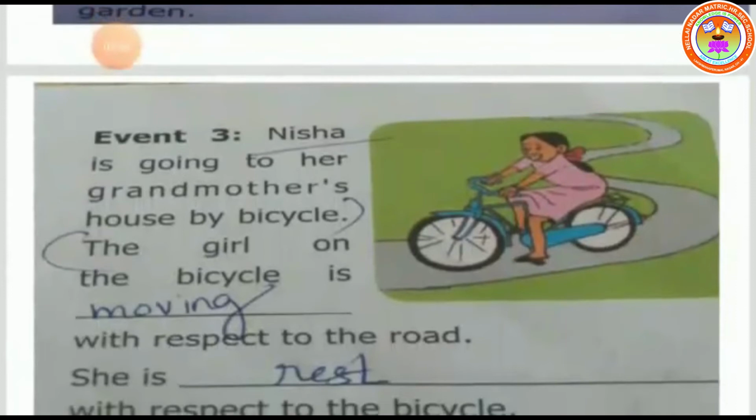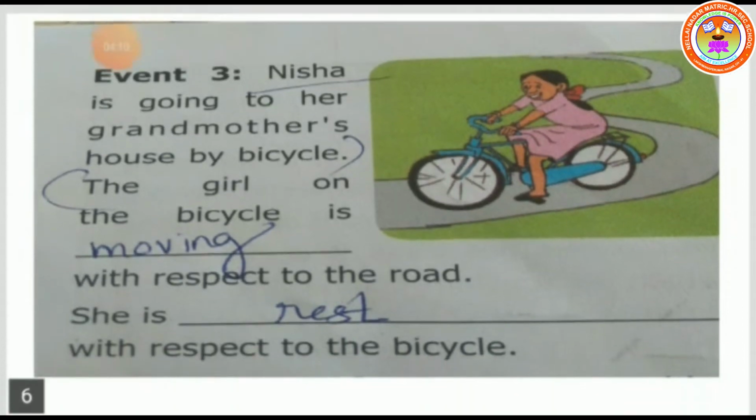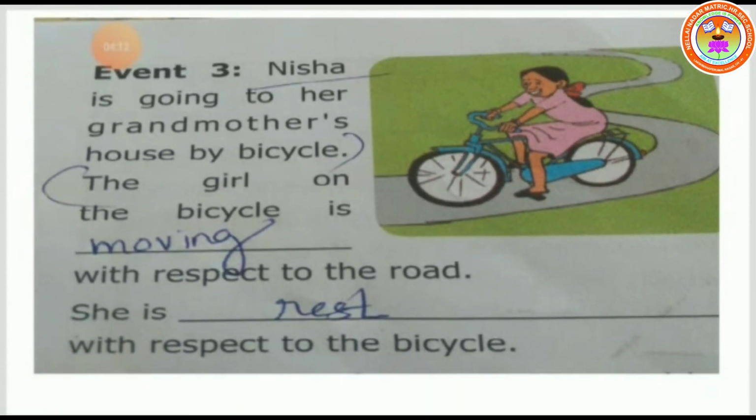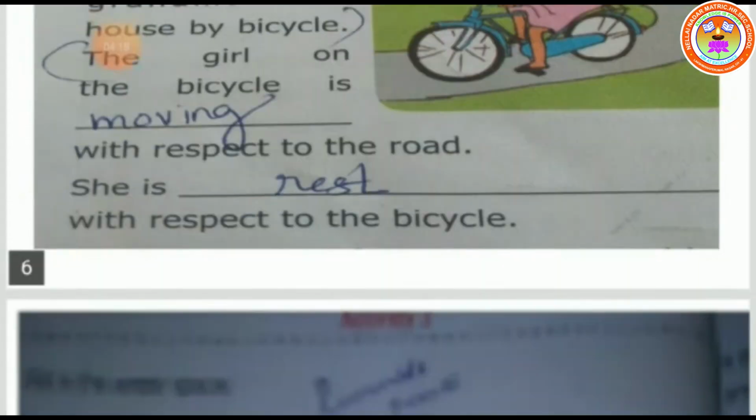Example 3. Nisa is going to her grandmother's house by bicycle. The girl on the bicycle is moving with respect to the road. Is she at rest or in motion? Very good, children. She is at rest with respect to the bicycle.